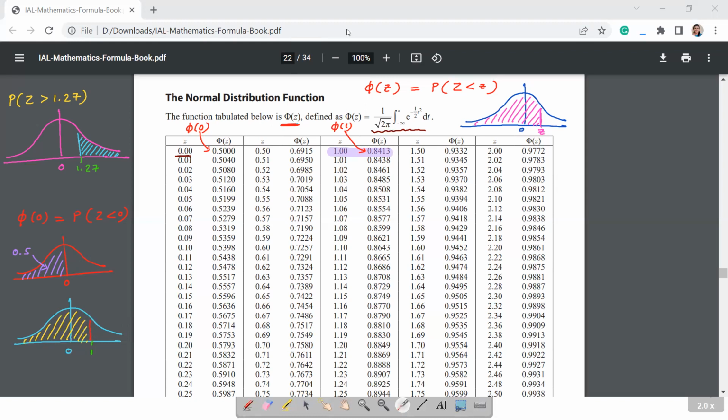And you can see that this area is how much? 0.8413. So this area here, guys, is 0.8413, the phi 1 area. The phi 1 area is equal to 0.8413. Can you see how the tables have been used? So it's very important. Let me do a few more.